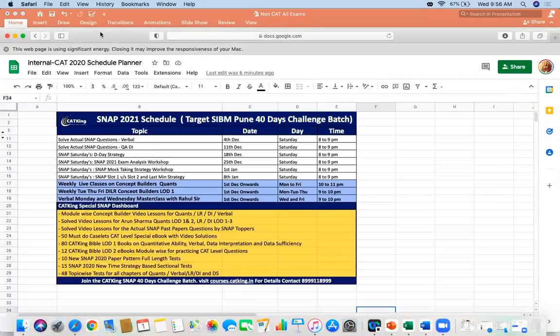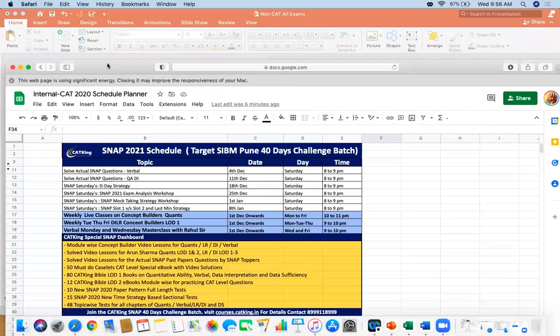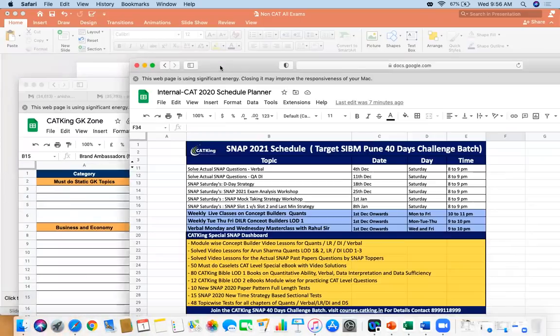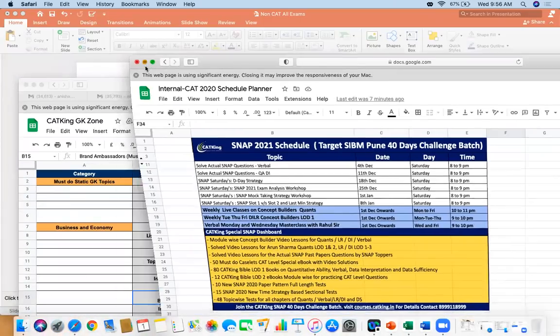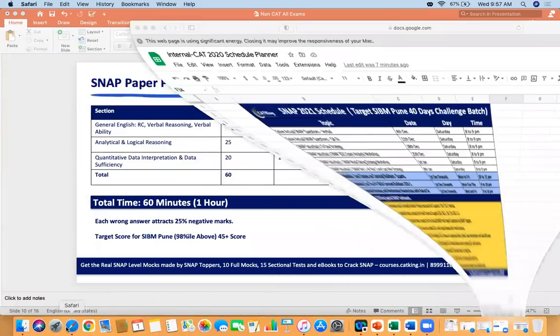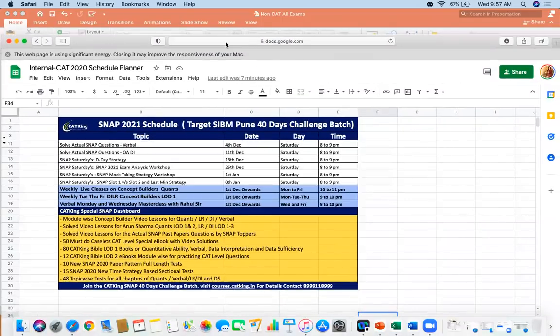Okay. So let's first have a quick understanding of the SNAP paper pattern. The SNAP paper pattern is going to help you get a good understanding. Now that we have understood the paper pattern, we'll look at the SNAP 2020 analysis as well, and then we talk about your preparation strategy on a daily basis.